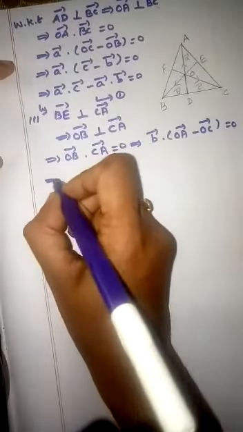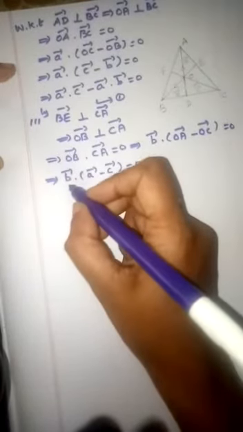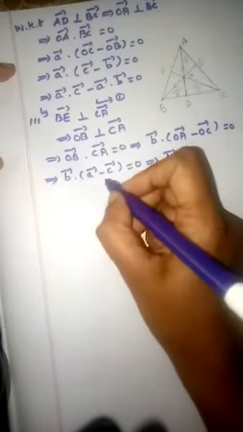Which implies OB vector can be written as B vector, dot CA vector can be written as OA vector, the position vector of the second term, minus the position vector of the first term, equal to 0. So B vector dot (A vector minus C vector) equal to 0. Which implies you can write this as B vector dot A vector minus B vector dot C vector equal to 0. Mark it as equation 2.